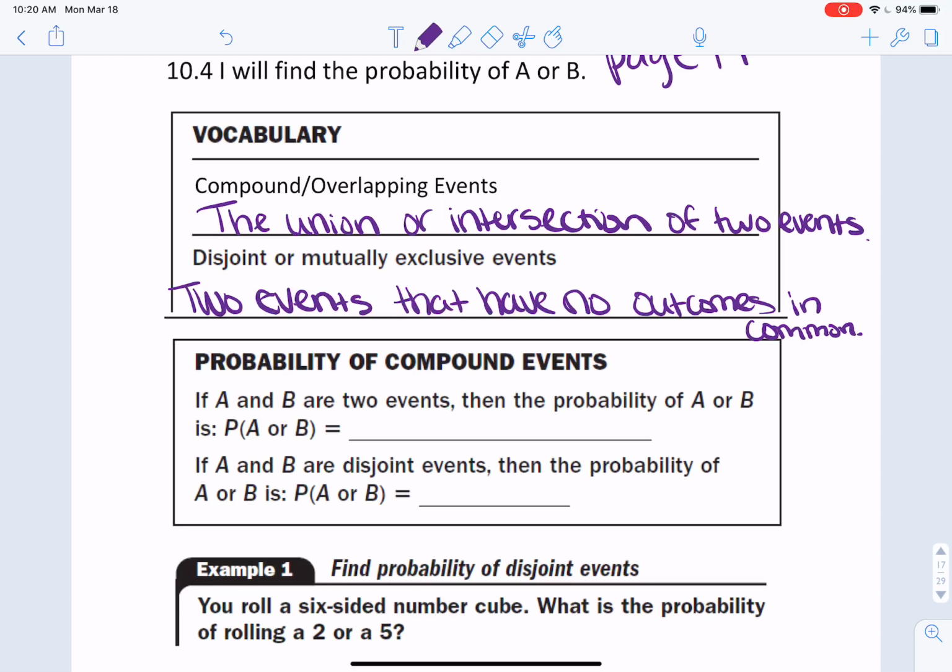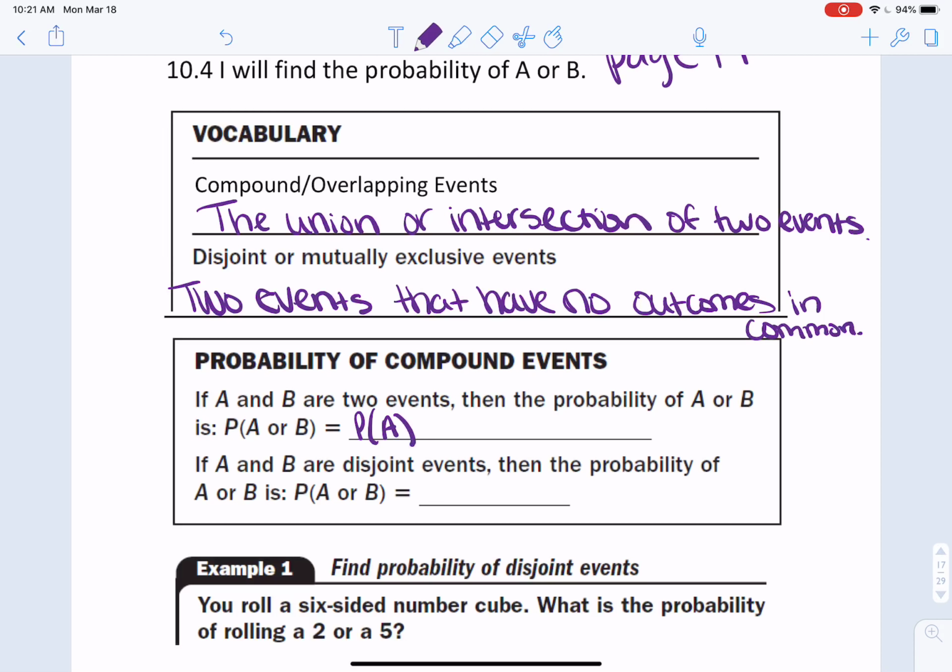Okay, there's also a couple of formulas to go along with this. When you are talking about compound or overlapping events, and A and B are two events, then the probability of A or B is P of A or B. So the way we write that is the probability of event A plus the probability of event B, and we subtract the probability of A and B happening, which we'll talk about. And if they are disjoint, so they're mutually exclusive, we just take the probability of A plus the probability of B. So if you need to pause the video to write this stuff down, go ahead and do so.